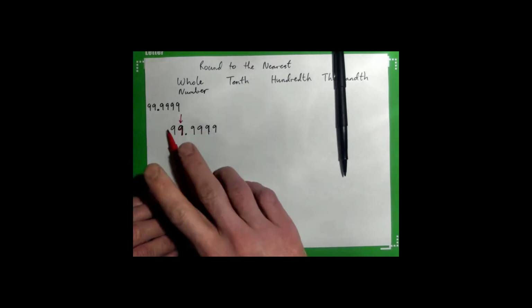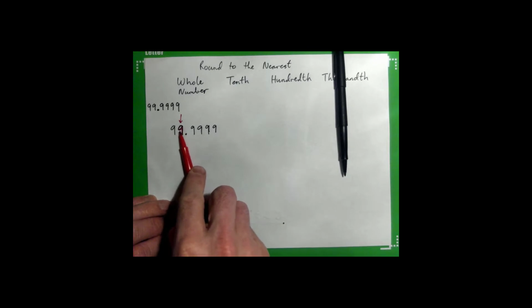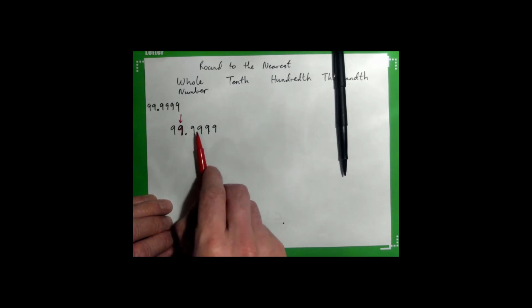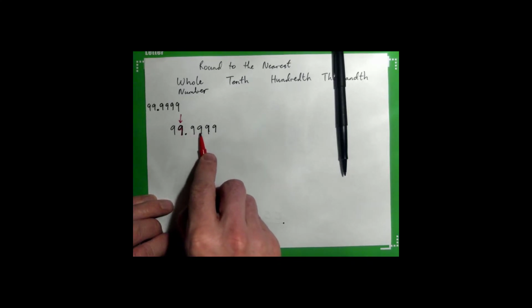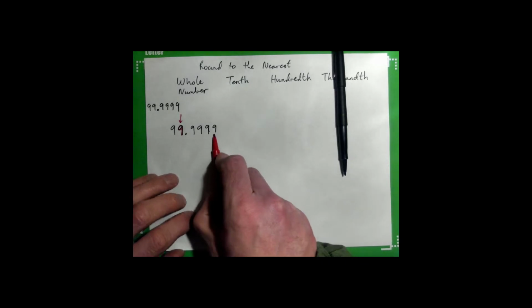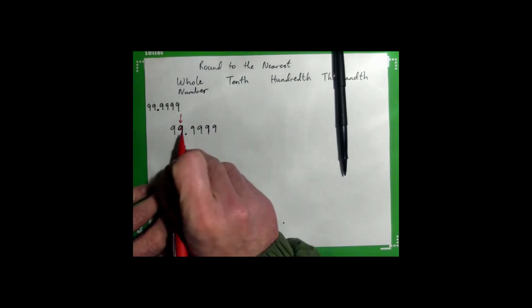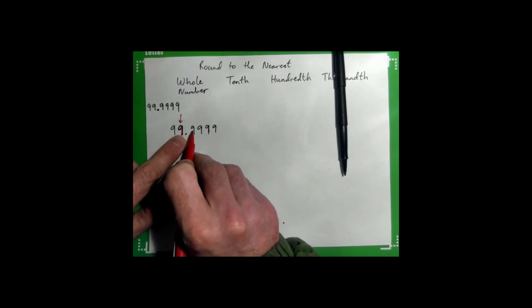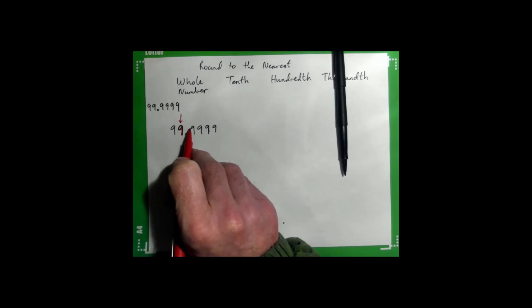So it's hundreds, units, tenths, hundredths, thousandths, ten-thousandths, right? So we look at the digit afterwards. If it's 5 or more, we round up. If it's 4 or less, we round down. So should we round up or down?